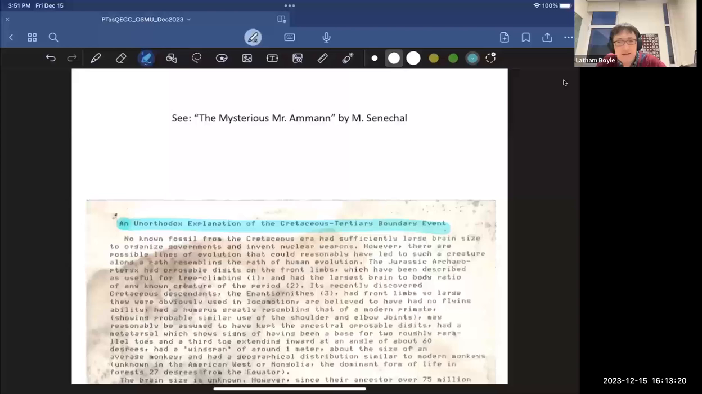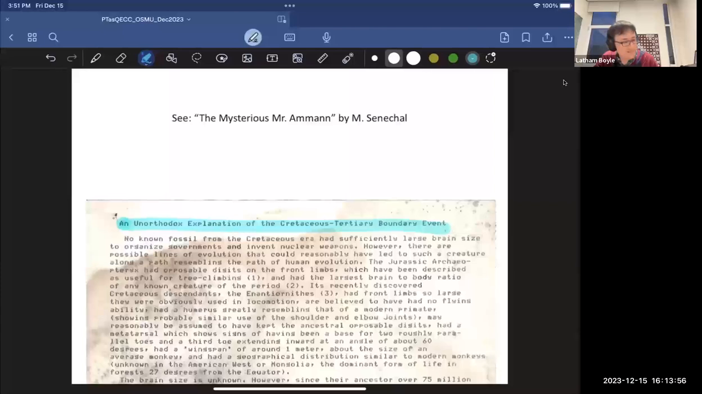This paper is proposing an alternative interpretation, which is that the dinosaurs became highly intelligent about 65 million years ago and then blew themselves up in a nuclear war. The nuclear contamination from that war is responsible for the radioactive cesium layer 65 million years ago. Anyway, it's actually kind of an interesting paper. But I mentioned it to show that he was an unorthodox thinker.